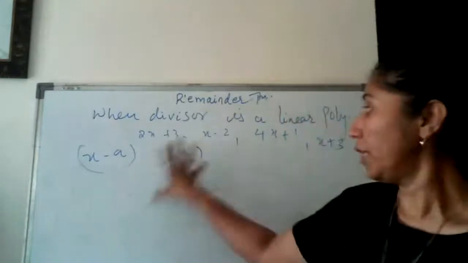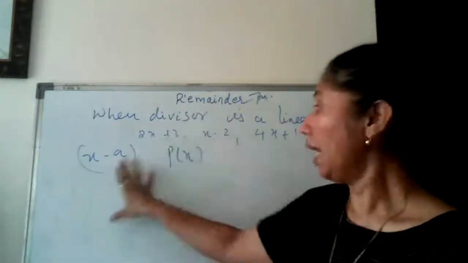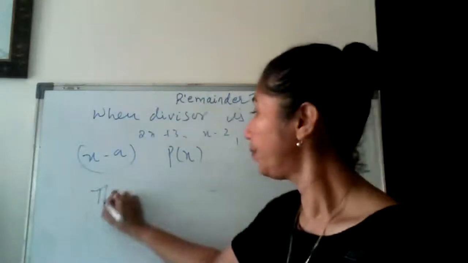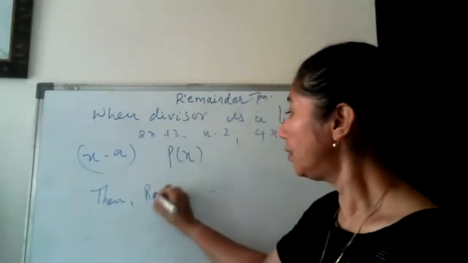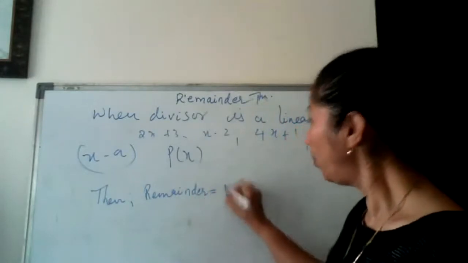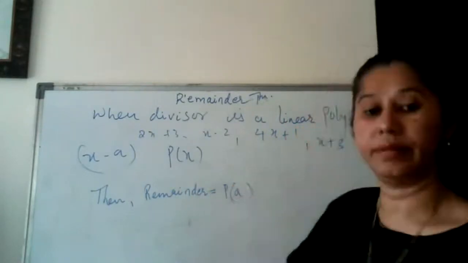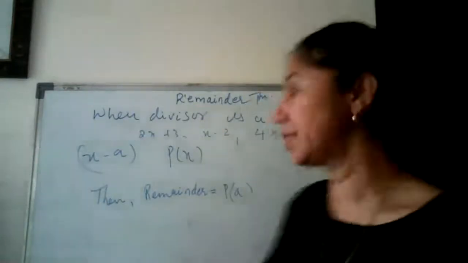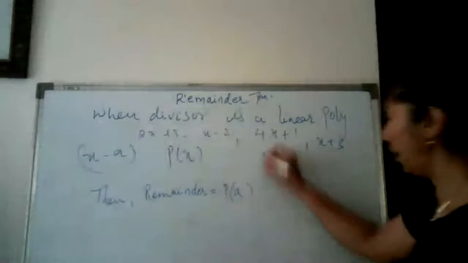So listen to me. When p(x) is any polynomial and x minus a is a divisor, then the remainder is equal to p(a). You may not believe it, maybe it isn't going into your mind. I'll just give you an example.